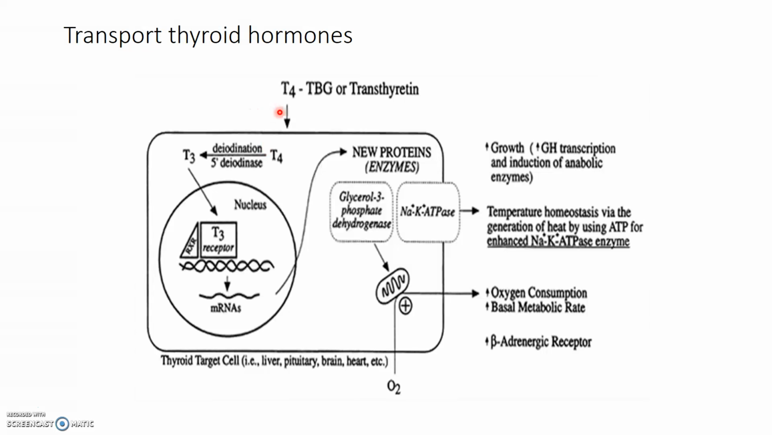So they can diffuse across this cell membrane by normal diffusion, or they can also enter by carrier mediated transport. Once T4 is inside the cell, we know the active form of the thyroid hormone is T3, so the T4 needs to be converted to T3. Inside the cytoplasm, we have an enzyme called 5'-monodeiodinase, which converts T4 to T3.